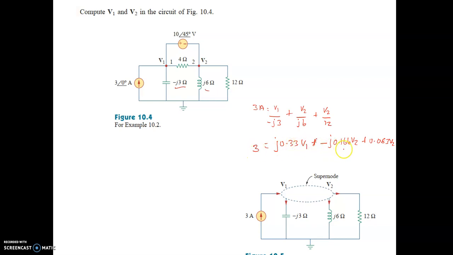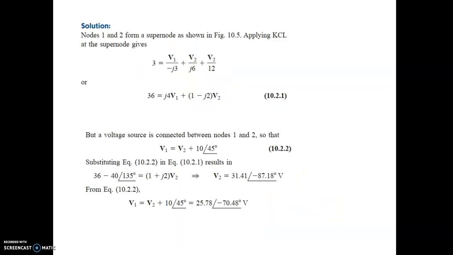Then you can simplify this, collecting the V1 and V2 terms. Using this you can formulate one equation. Here they take the LCM and write this equation, but in our case we will not get this type of equation, we will get another equation, but the procedure is the same.